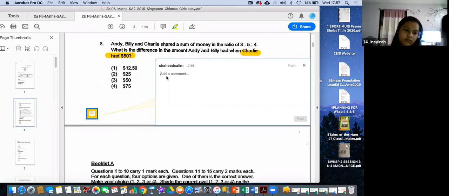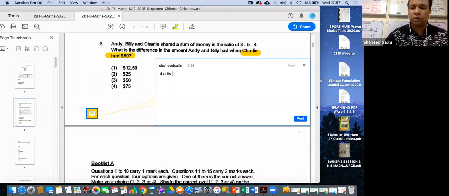4 units is equal to $50. You can find 1 unit if you want to, but you don't need to find it yet. Now they ask you what is the difference in the amount Andy and Billy have. Andy has 3, Billy has 5. What's the difference in units, Zahira?